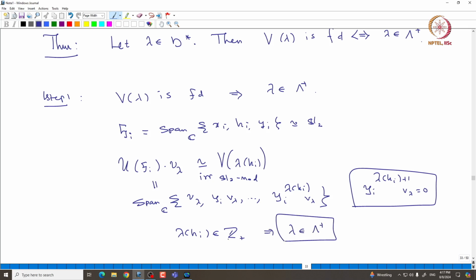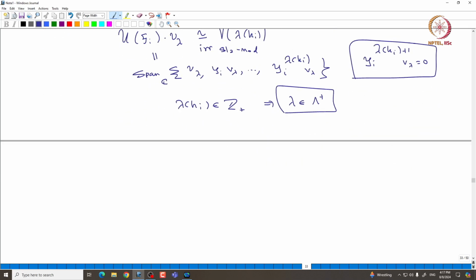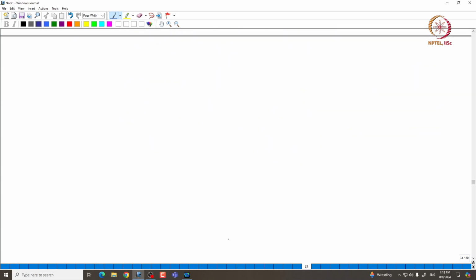Now, using a similar argument, one can see that if you take any weight of V of lambda, that also must be an integral weight. So if mu is a weight, then mu of h_i must be an integer. Again, you can use the sl2 representation theory. We can actually prove something more, because it is important to note that V of lambda is also a highest weight representation, and it is a highest weight representation that corresponds to lambda.